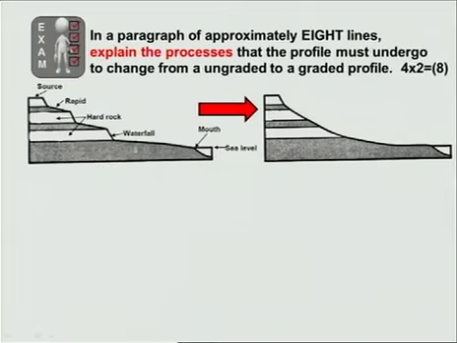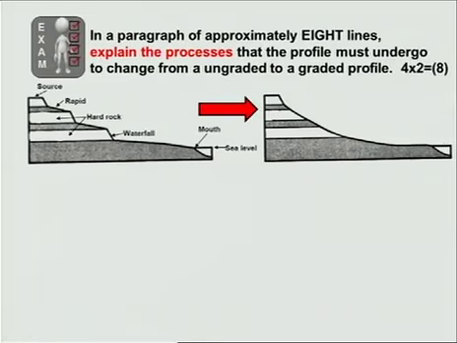Look at this question: in a paragraph of approximately 8 lines, explain the processes, and I've put that in red, that the profile must undergo to change from an ungraded to a graded profile. Here we've got the ungraded profile, am I right? This is the graded profile, the one that the students had to draw. The previous question was that you had to draw the graded profile. Now, in a paragraph, you have to say what must happen for the changes to take place. What are they asking? They are asking the processes that the profile must undergo, the processes.